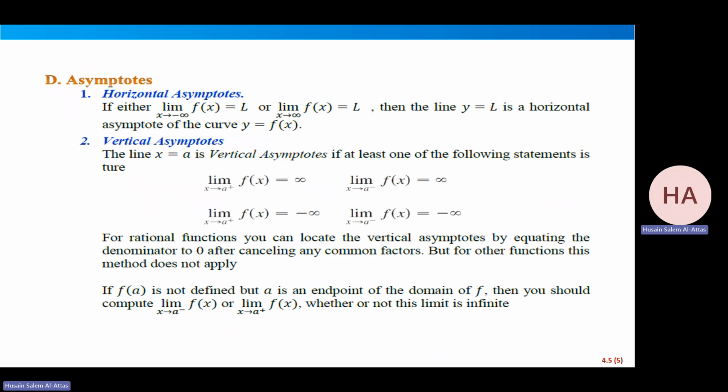Asymptotes. We have the horizontal asymptotes: I need to check as x goes to minus infinity and x goes to infinity. If they are going to a value, then y equals that value is a horizontal asymptote. Vertical, the other way. I want the limit as x goes to a from the right or from the left, going either to infinity or minus infinity. For rational functions, we know that I find the vertical asymptote by equating the denominator to zero after canceling any common factors. But for other functions, this method does not apply.